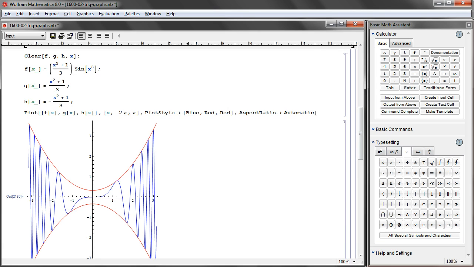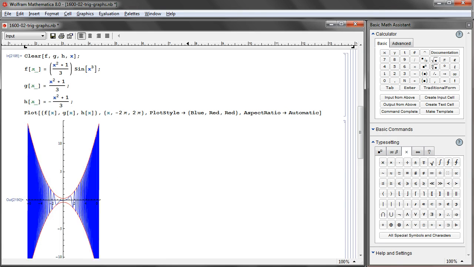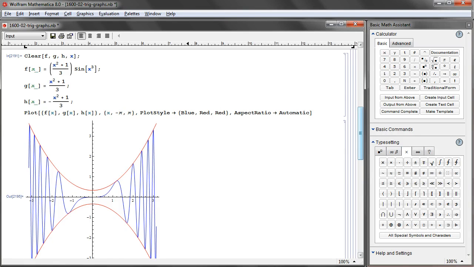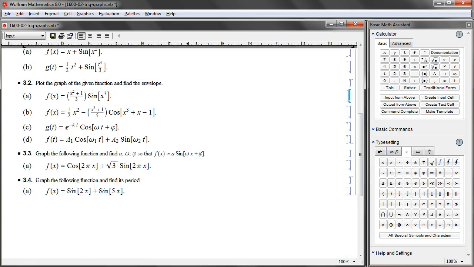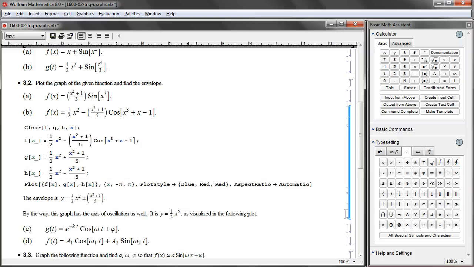If I go from -2 pi to +2 pi, I think I can see things a little bit better. Yes, we have the envelope here, and we have fluctuation between these two. And here is another example of an envelope. Oh, excuse me, we have both, as a matter of fact. We have an axis of oscillation here, and then an envelope.